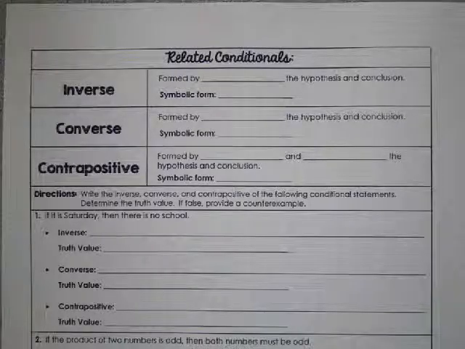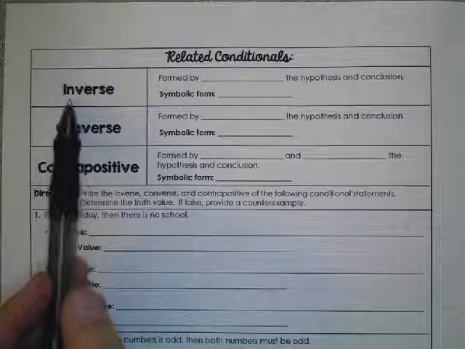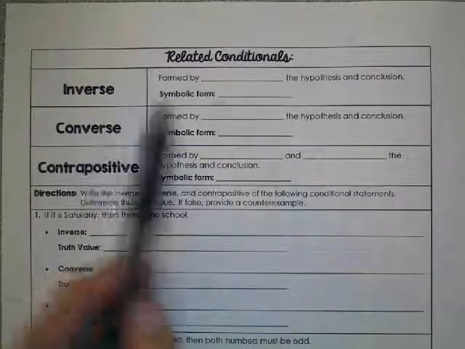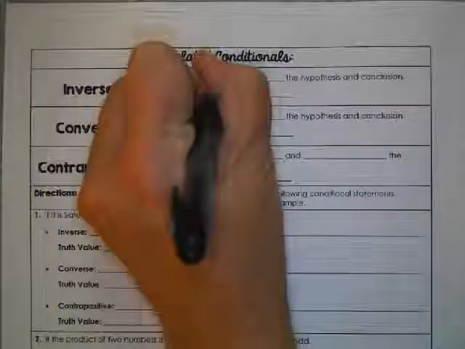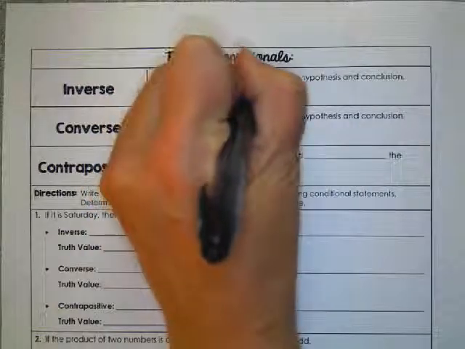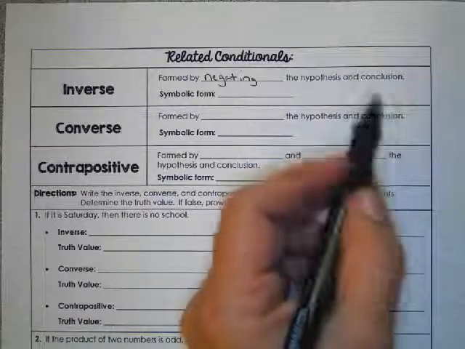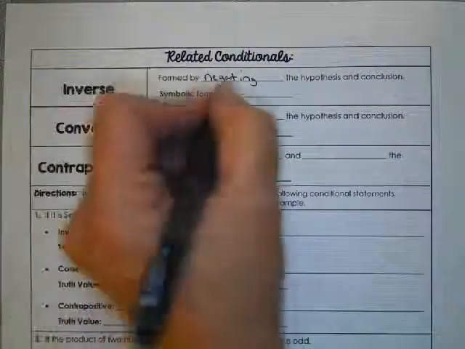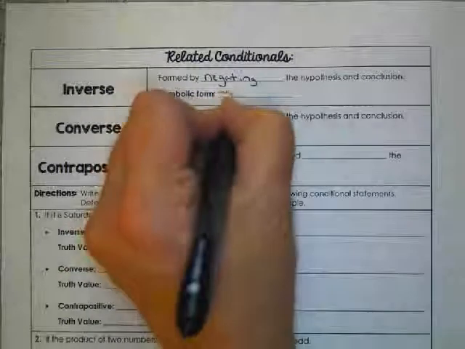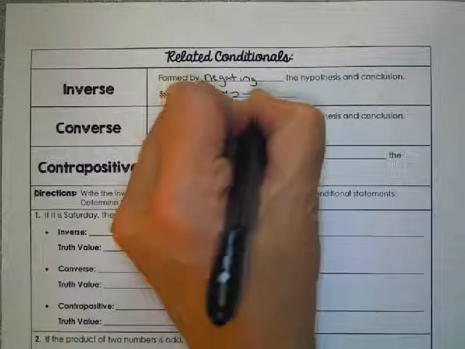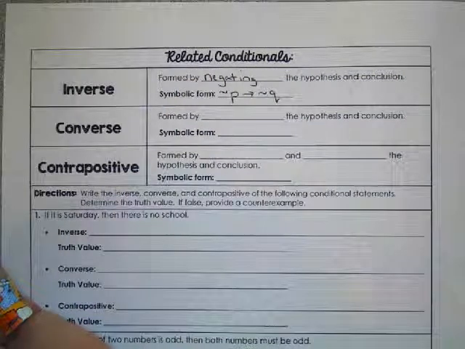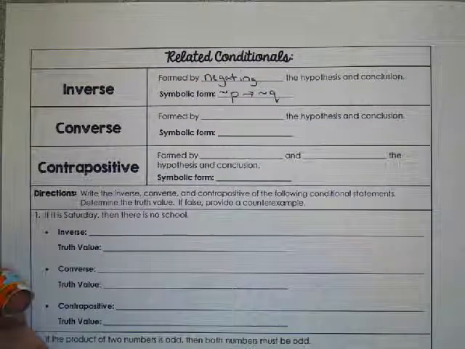So here we're going to review and reteach related conditionals. Related means they have something similar to your conditional statement. So we start with what's called the inverse. That's formed by negating the hypothesis and conclusion. Negating means like saying no or don't or not. It means the opposite. So in symbolic form we use not P, then not Q. So negate means give the opposite meaning.